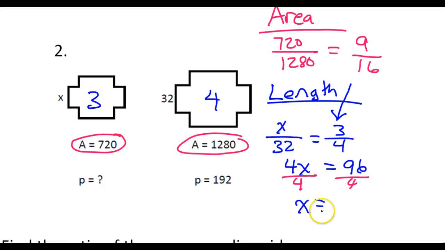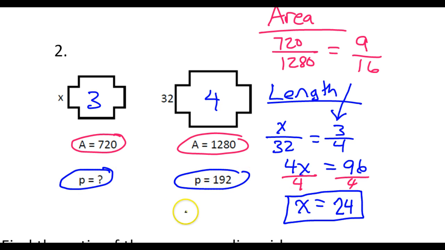And that's 24. So that's one variable. Now we need to do this perimeter. All right, but perimeter is still a length. So we're still dealing in length. So we will still use the length scale factor that we found of 3/4. Okay, so 3/4 = x to 192. All right, or maybe I'll say p this time, p to 192.